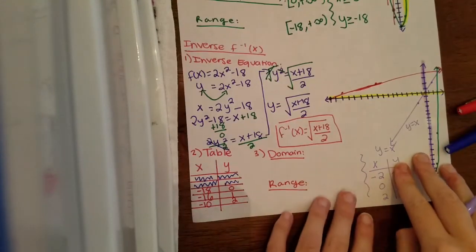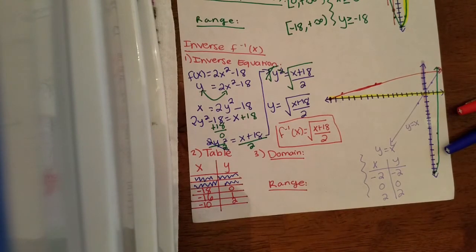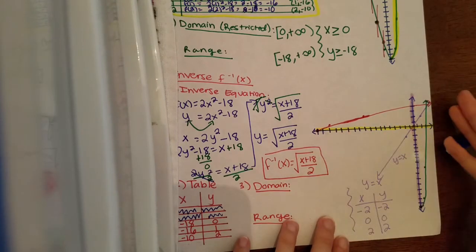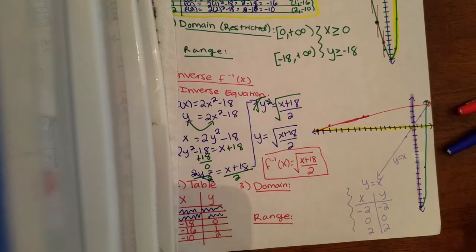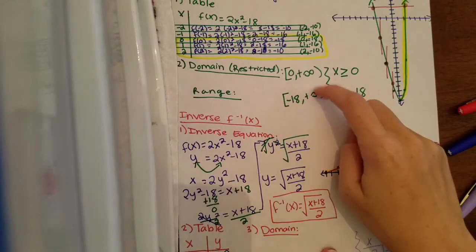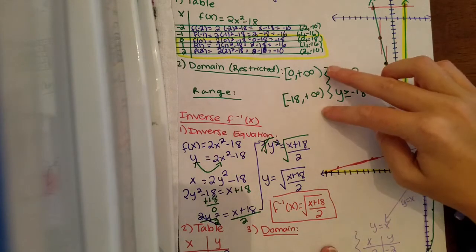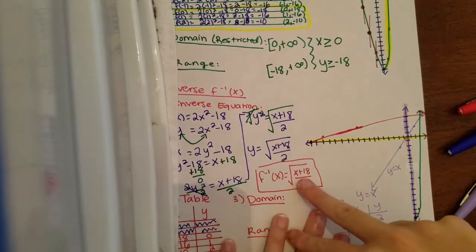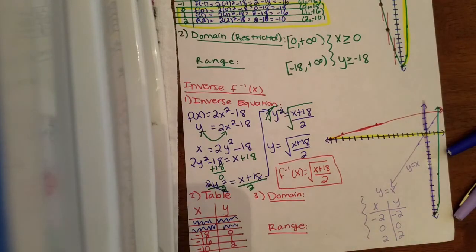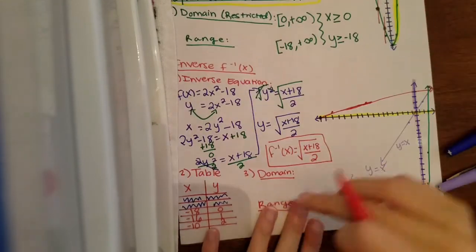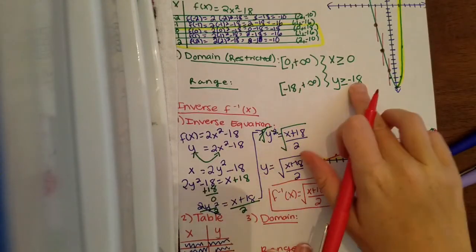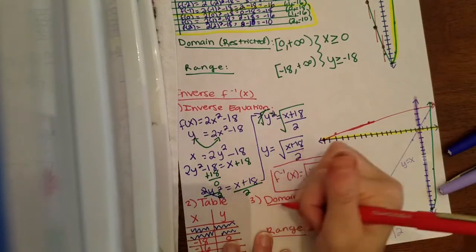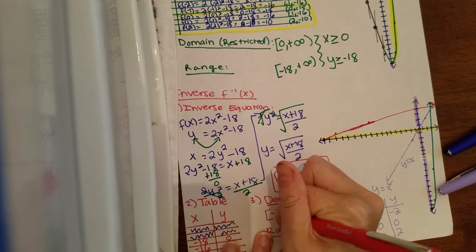Alright guys, last phase of the problem, the domain and range. Now, I could sit here and ask myself like we normally do, how far left, how far right, how low, how high. But remember the shortcut: since I already have my restricted domain and range, all I have to do is interchange the domain and range of my original graph. Bam! I'll have the domain and range of my inverse graph. So, the domain of my inverse will be the range of my original. My range was from negative 18 to infinity, so that will be my domain of the inverse graph.